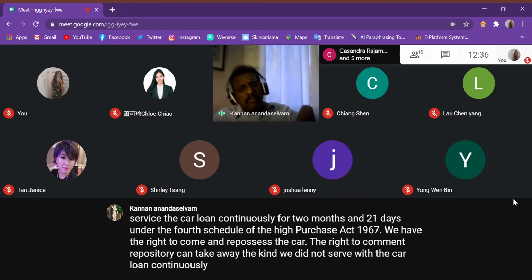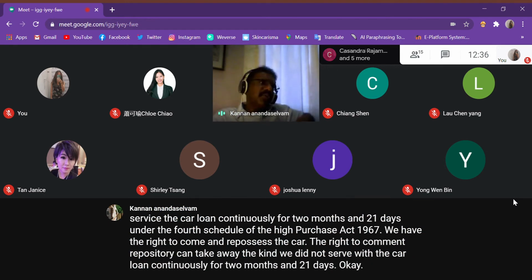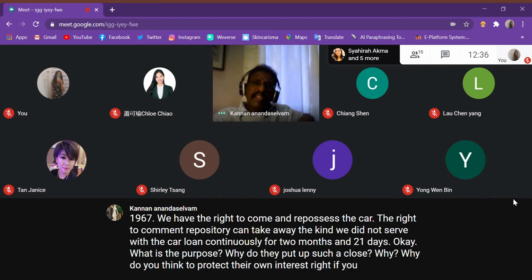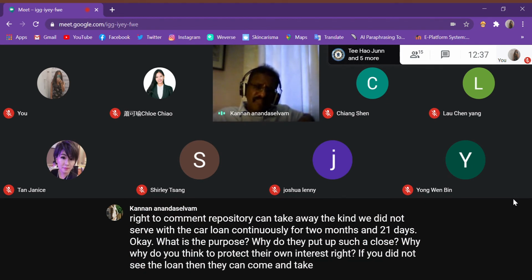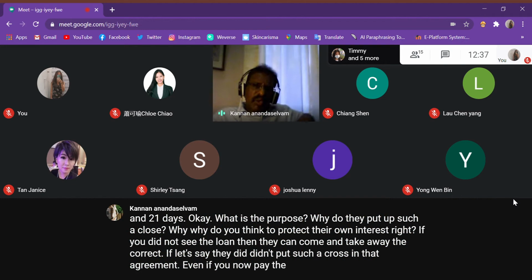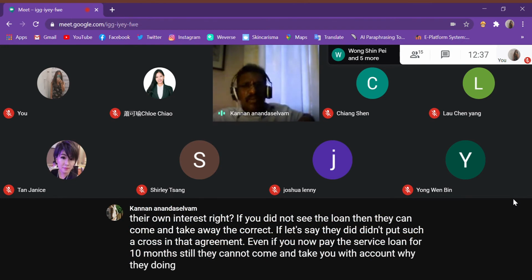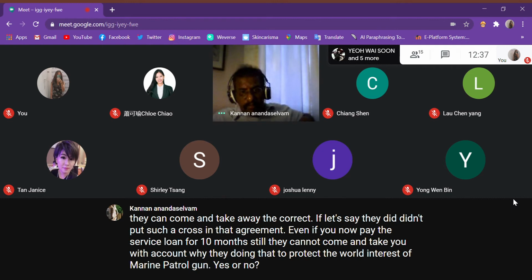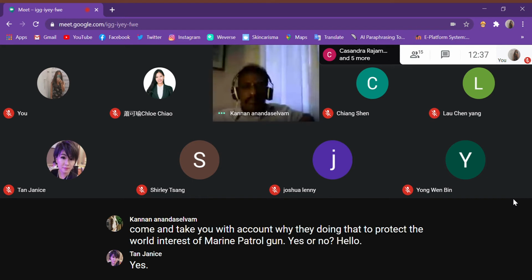Okay, what is the purpose? Why do they put up such a clause? To protect their own interest, right? If you did not service the loan, then they can come and take away the car. If they didn't put such a clause in that agreement, even if you never serviced the loan for 10 months, still they cannot come and take away the car. They do that to protect their own interest, am I right? Betul kan? Yes or no? Hello? Why the silence? Good. Okay.